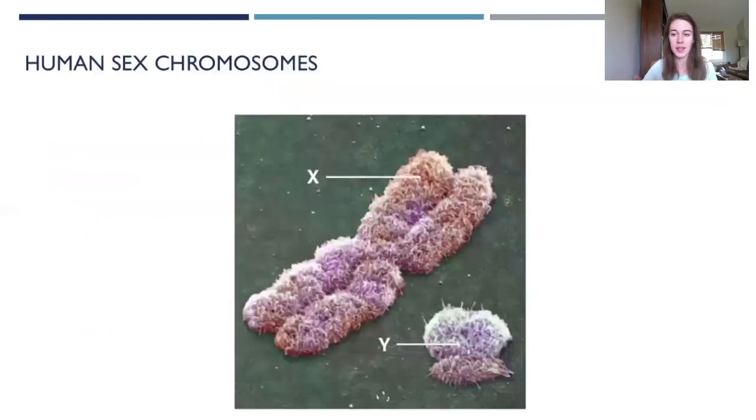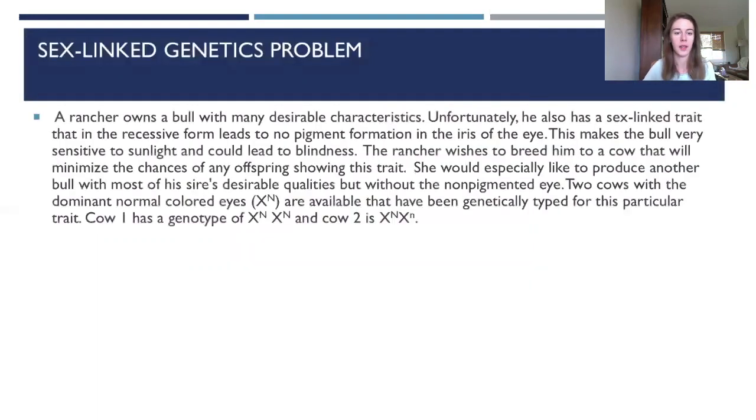And you can see how different these sex chromosomes are, and it becomes very apparent why so many of them are actually found on the X chromosome and not the Y. Okay, so let's go through this quick example. We have a rancher. And ranchers, of course, like to breed their bulls with really good traits to their cows with really good traits to get potentially the best offspring they can.